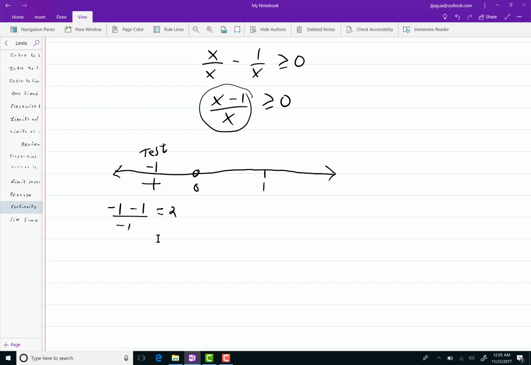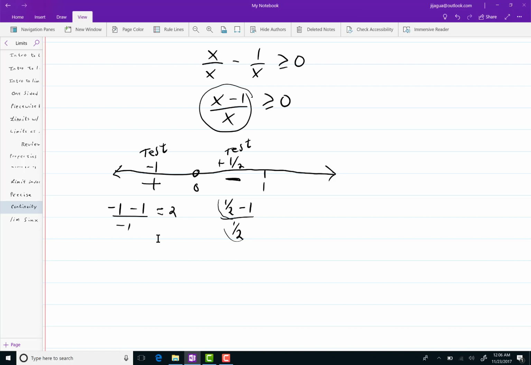Now, this next one is a little more complicated. Here, I'll test, say, positive 1/2. So let's plug it in there. I'll have 1/2 minus 1 divided by 1/2. I really don't care about actually evaluating it, because I can tell that 1/2 minus 1 is going to be a negative number in the numerator, divided by a positive number in the denominator, which forces this section to be negative.